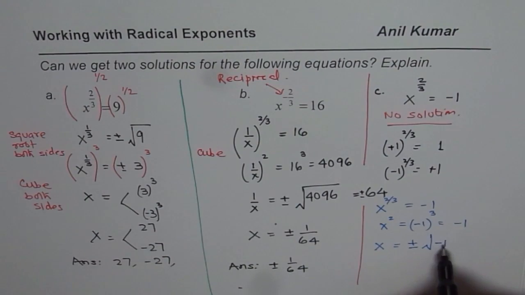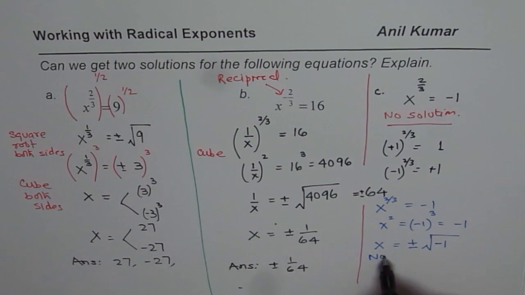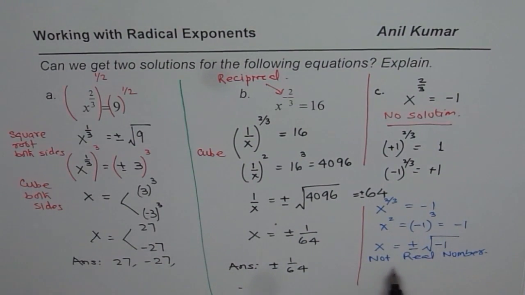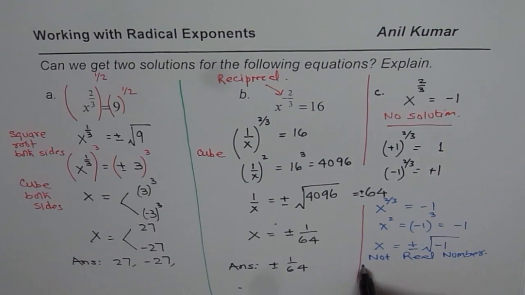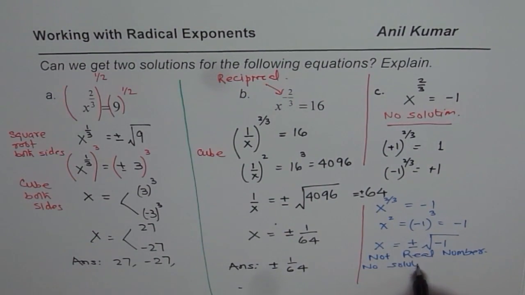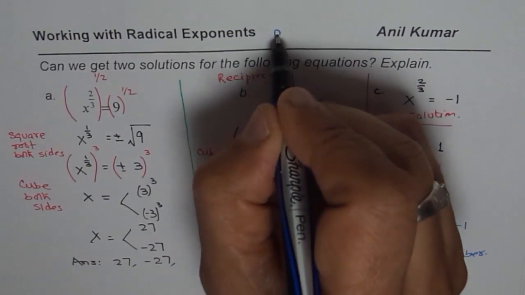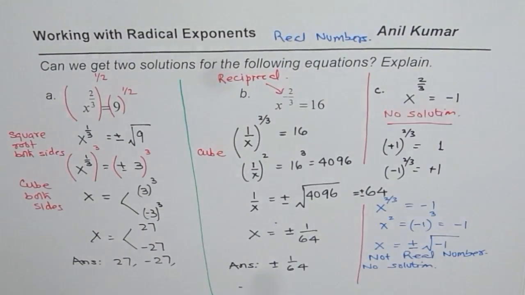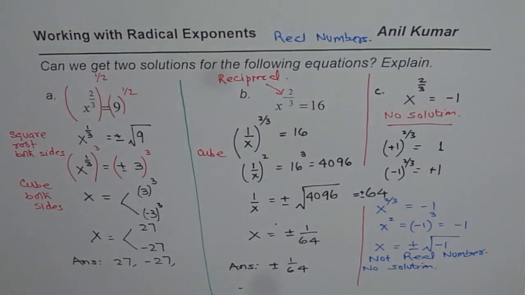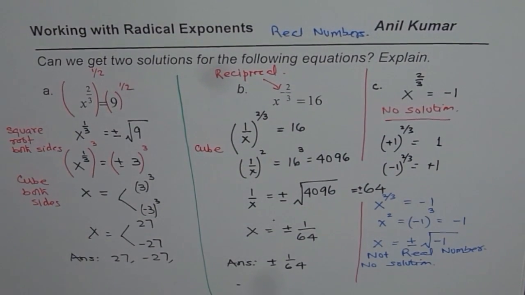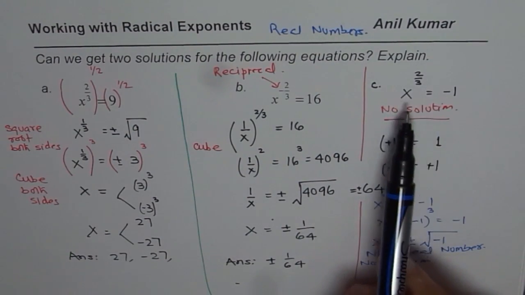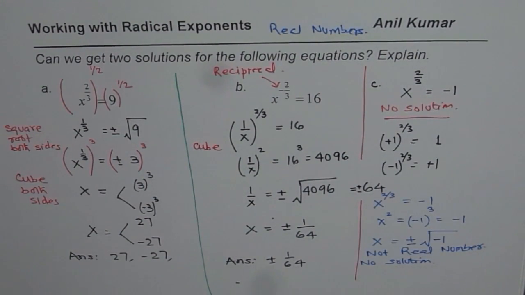Plus and minus square root of minus 1. Well, that is not a real number, right? It is an imaginary number. So when we are working on real numbers, there is no solution. We'll say no solution, right? Remember, we are only working with real numbers. Soon we will take up complex numbers, and then we'll have a solution to this. For the time being, we'll consider this equation in the domain of real numbers as one without any solution.